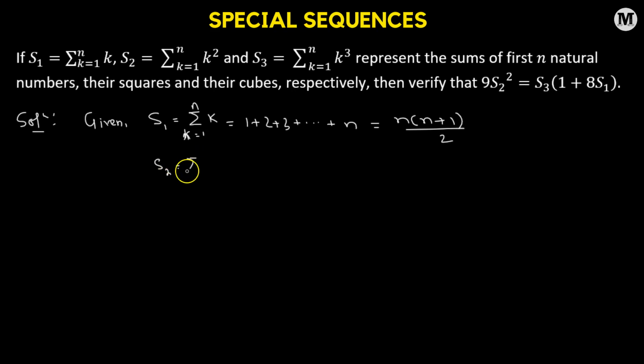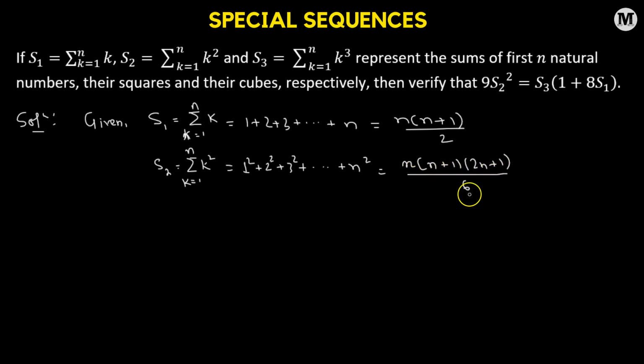Next we have S2. S2 is summation of k squared with k running from 1 to n. So when we expand the summation, we get 1 squared plus 2 squared plus 3 squared all the way up to n squared. Now what is this? This is the sum of the squares of the first n natural numbers, and we have a standard formula for this sum. That's given by n times n plus 1 multiplied by 2n plus 1, whole divided by 6.